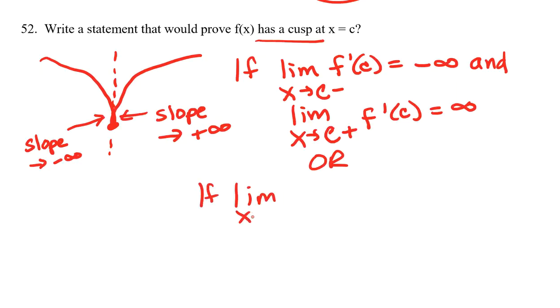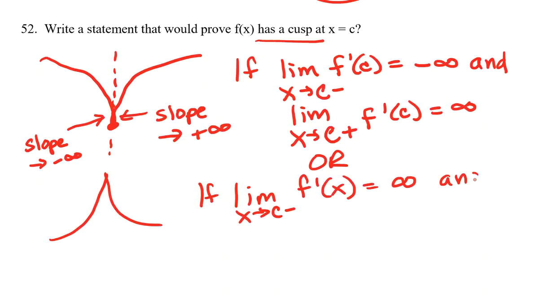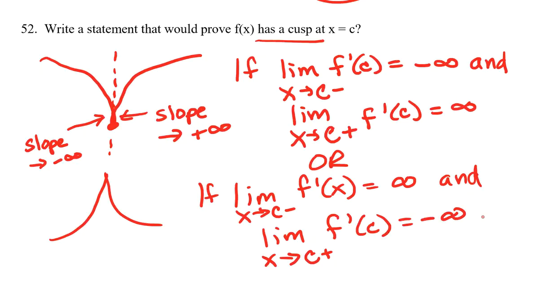The limit from the left-hand side, if our seagull was flying upside down like this, the derivative could be positive infinity, and from the right-hand side, vice versa. You could say vice versa if you don't want to rewrite this, and I think you would be given credit. So there's our definition of a cusp: the tangent goes vertical from both sides.